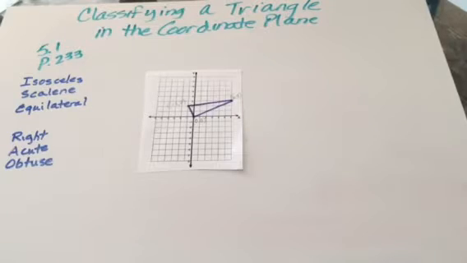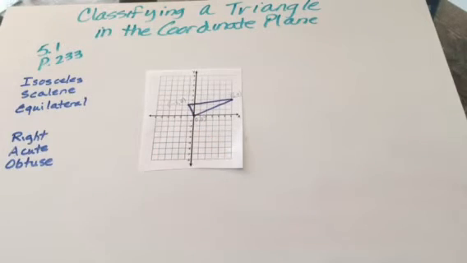In this video, we're going to try to classify a triangle that is shown in a coordinate plane. By classify, I mean name it in this section and name it in this section. So remember, an isosceles triangle means that there are two sides the same. Scalene means no sides are the same length. Equilateral, or you could call it equiangular, means all the sides are the same.